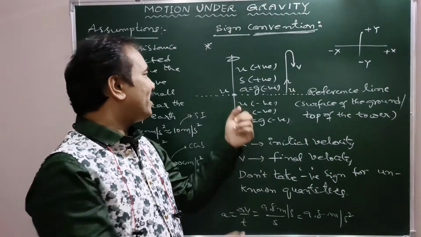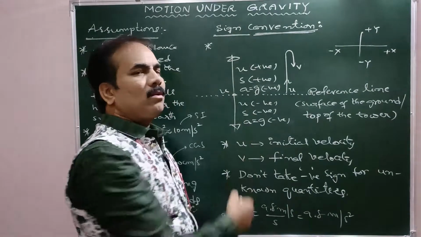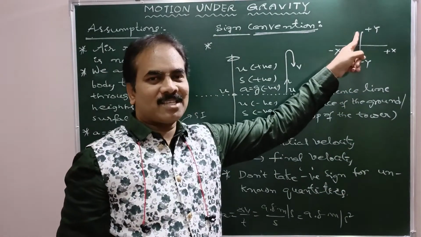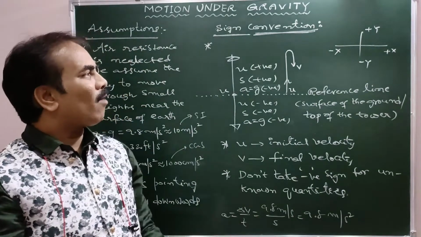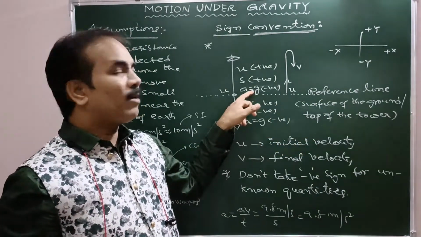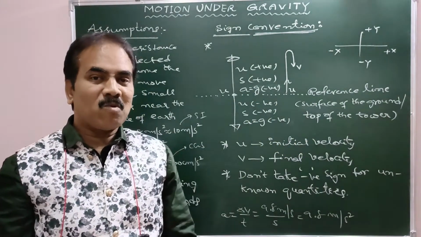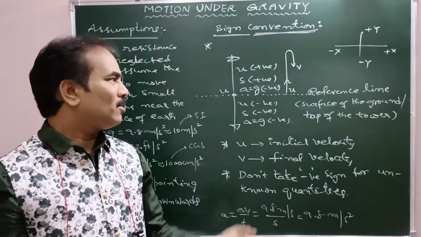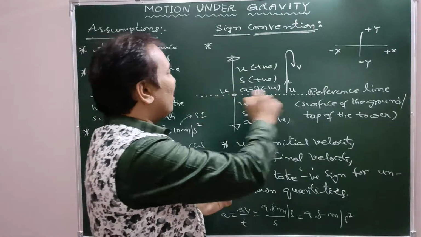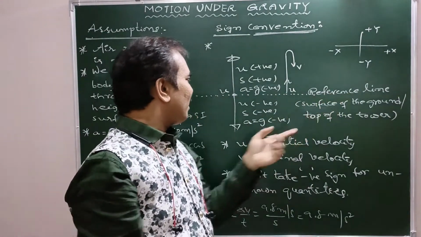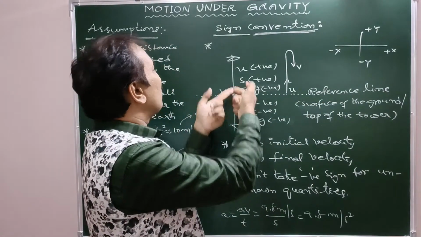So from this, your body is going up. Going up means along a positive y-axis. In case of positive y-axis, all quantities are positive except G. Why? Because irrespective of direction of motion, G is always vertically downwards. So G is negative always. See, here the body is going up from the reference line. See, this is the reference line. From this reference line, the body is going up.